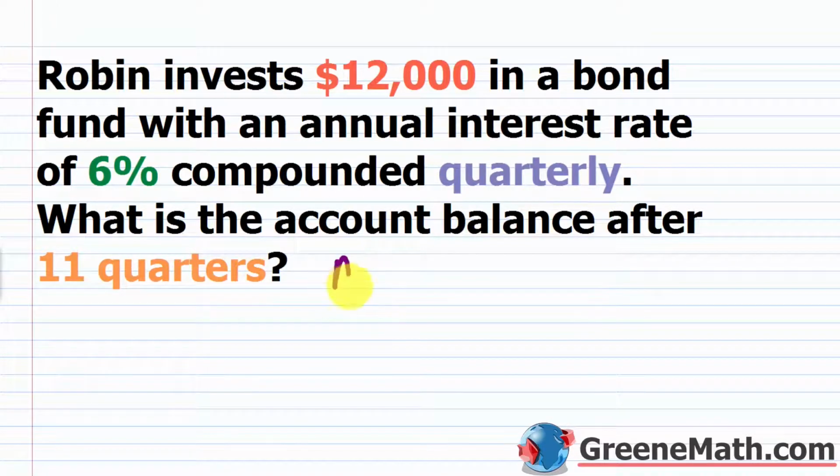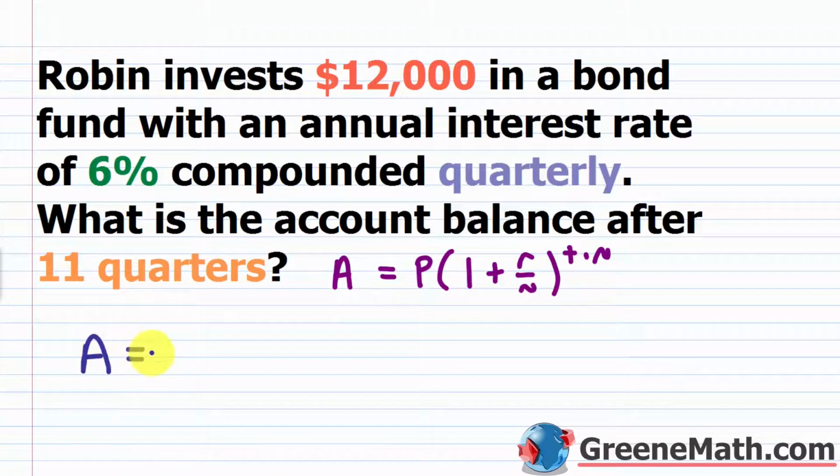Well, again, I want the formula A is equal to P times the quantity 1 plus R over N raised to the power of T times N. Again, what is all this stuff? A is the kind of future value of the investment. So after the time period, in this case, it's going to be 11 quarters. So we don't know that. That's what we're trying to solve for. P is the principal or amount invested. In this case, Robin invests $12,000.